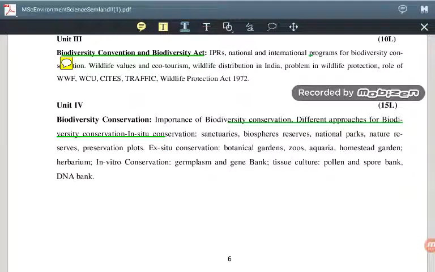What is the need to protect or conserve biodiversity, how can it be conserved, what are the two different types of conservation strategies, what do you mean by biosphere reserves, what do you mean by national park, what do you mean by ex situ conservation. So how we are going to conserve this biodiversity is one of the important aspects in this unit 4. So unit 4 is nothing but biodiversity conservation.